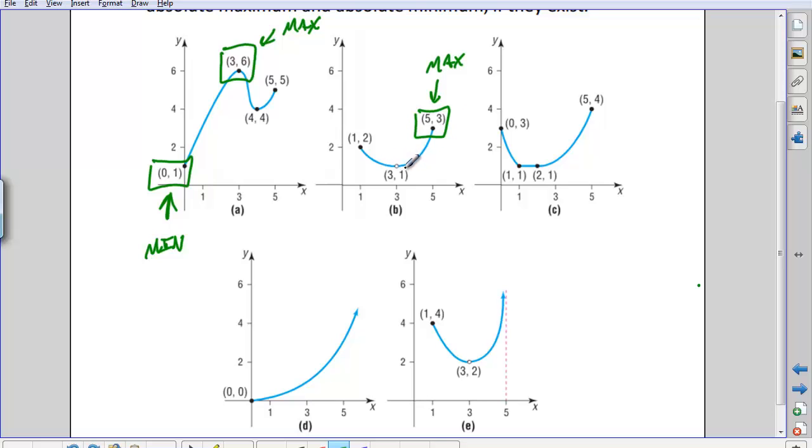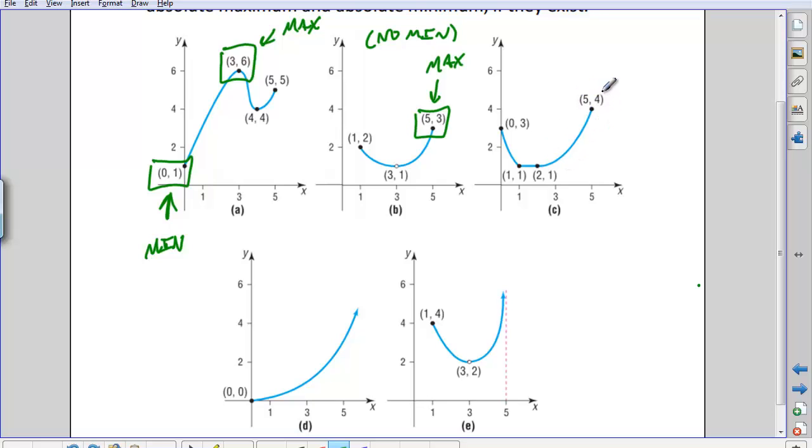It looks like we might have a minimum, but notice there's a little open gap there, right where that lowest point is. So this is not a minimum. There's actually a hole in the graph where the minimum would be. So there's not an absolute minimum here. So there's no absolute minimum there.